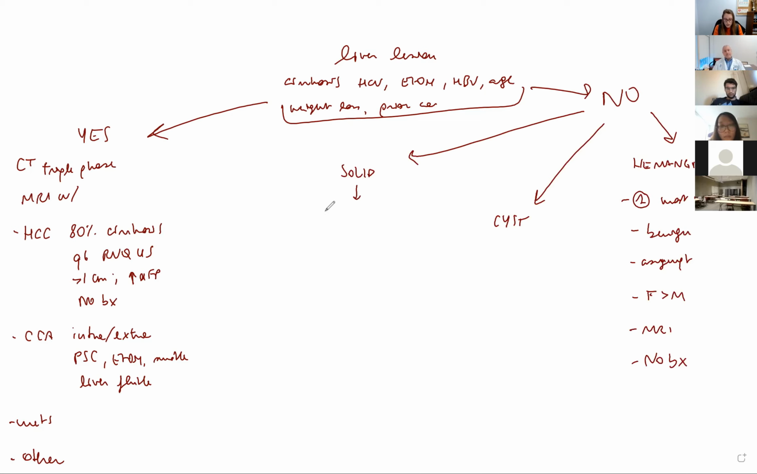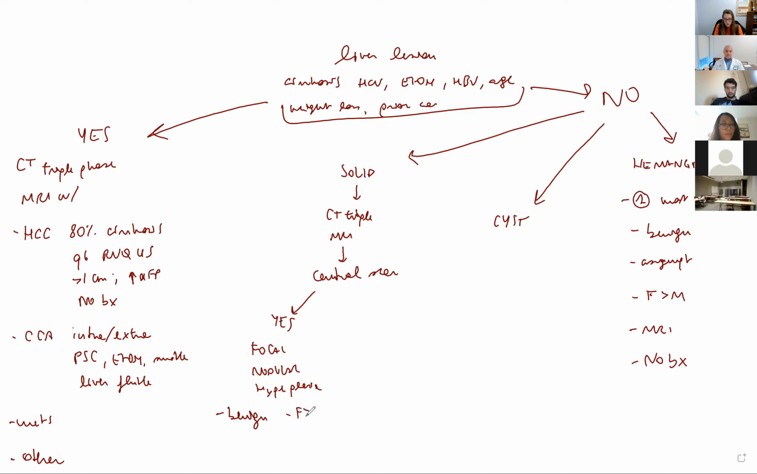So you always do a CT with a triple phase or an MRI, and you are looking for basically a central scar. If you find a central scar, then your most likely diagnosis will be focal nodular hyperplasia. This is actually the second most common lesion. Very common, it's benign, never goes into a malignant lesion.